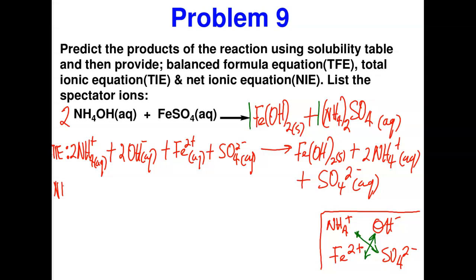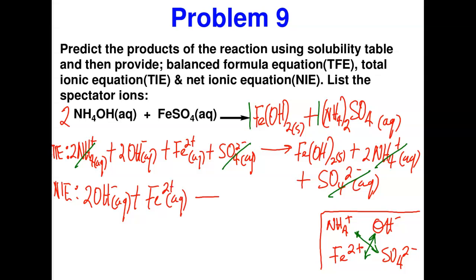Now, what about the net ionic equation? First of all, let me strike out my spectator ions. Aqueous ammonium, 2 moles, exists on both sides, the same thing. Sulfate also exists on both sides, the same thing. Having struck them off, I'm going to write my net ionic equation. This is going to be 2OH minus aqueous plus Fe 2 plus aqueous, and that will give us the solid, Fe(OH)2 solid. This is the net ionic equation.